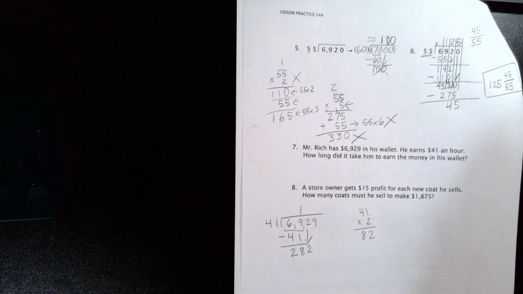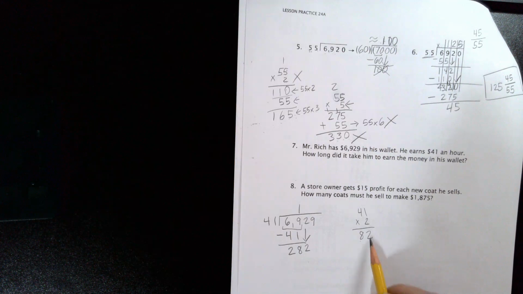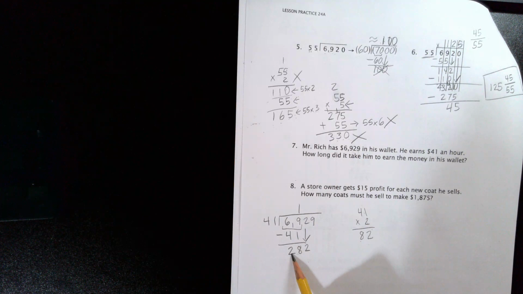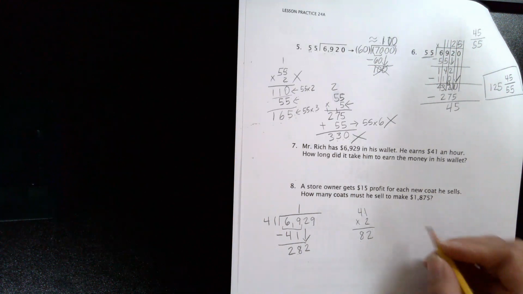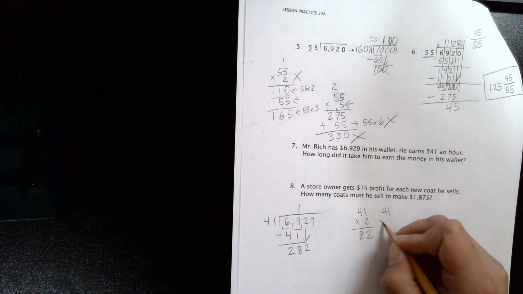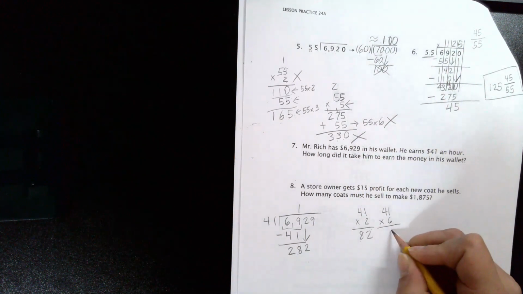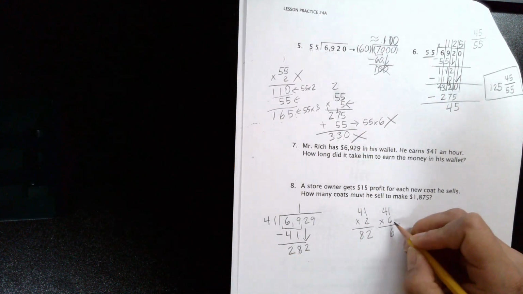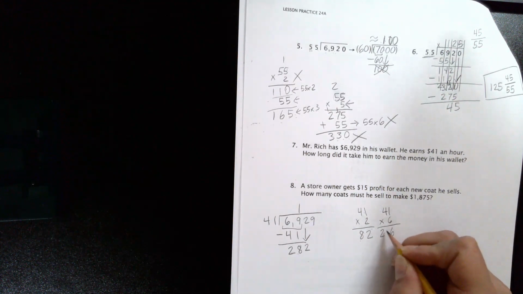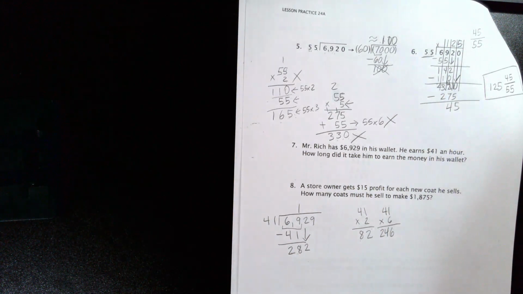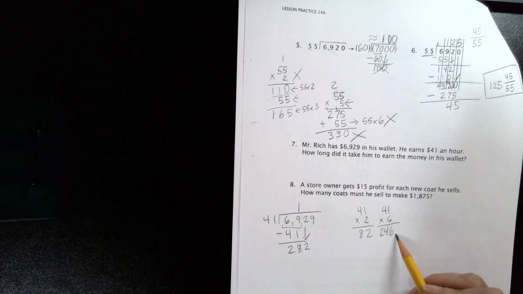Okay, so now we know that that is at least 2 of them. So we'll go ahead and do, in 100, we can put in 2 of the 41s. In 200, we could probably put in 4. And then in this 82, we could put in 2 more. So that's 6 so far. So let's try 41 times 6 and see how that goes for us. So this is 6 times 1 is 6, and 6 times 4 is 24. So this gives us 246.